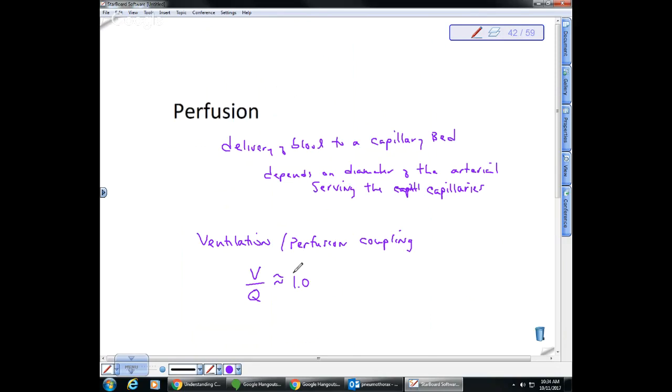Okay. So this is ventilation, divided by Q, which is actually perfusion. So Q is perfusion. I don't know why it's not P. Or ventilation, perfusion. Okay, anyway.